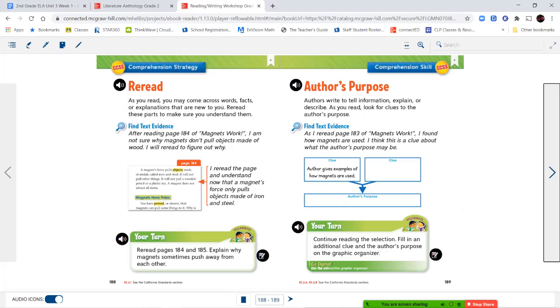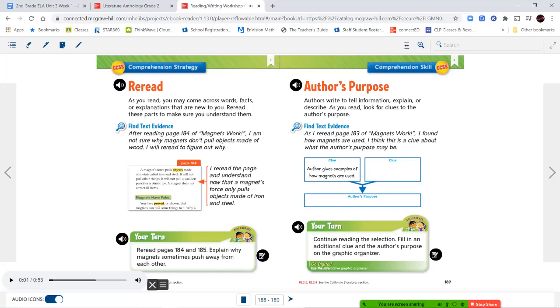All right, let's go ahead and get into our comprehension strategy and skill for this week. Now, our comprehension strategy, or the trick we're going to use to help us get a better understanding of what we're reading, is to reread. Now, when we reread something, we're going back and we're reading it again to help us figure out what information we may have missed, or to help us gain a better understanding of the text that we just read through.